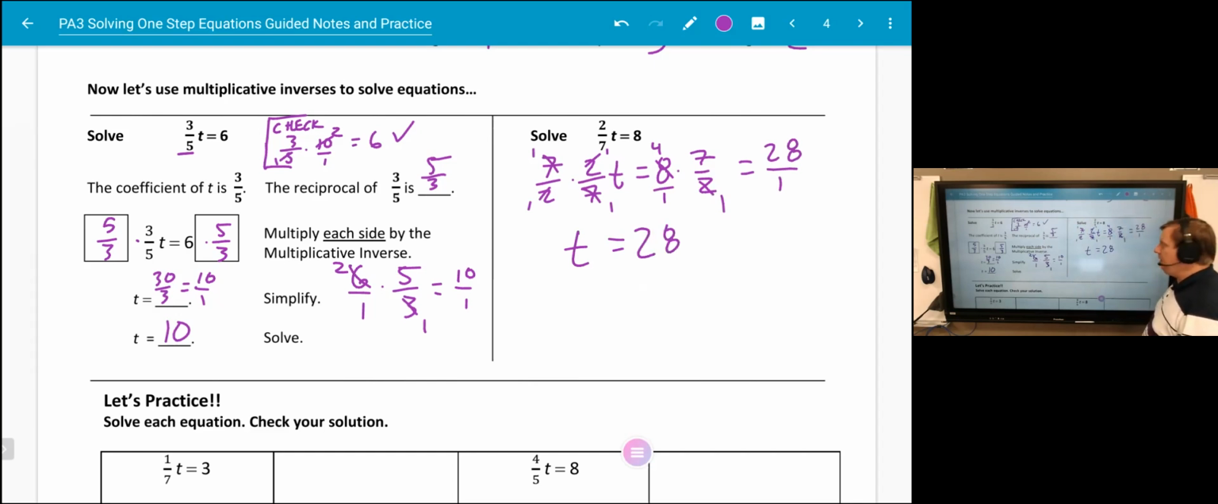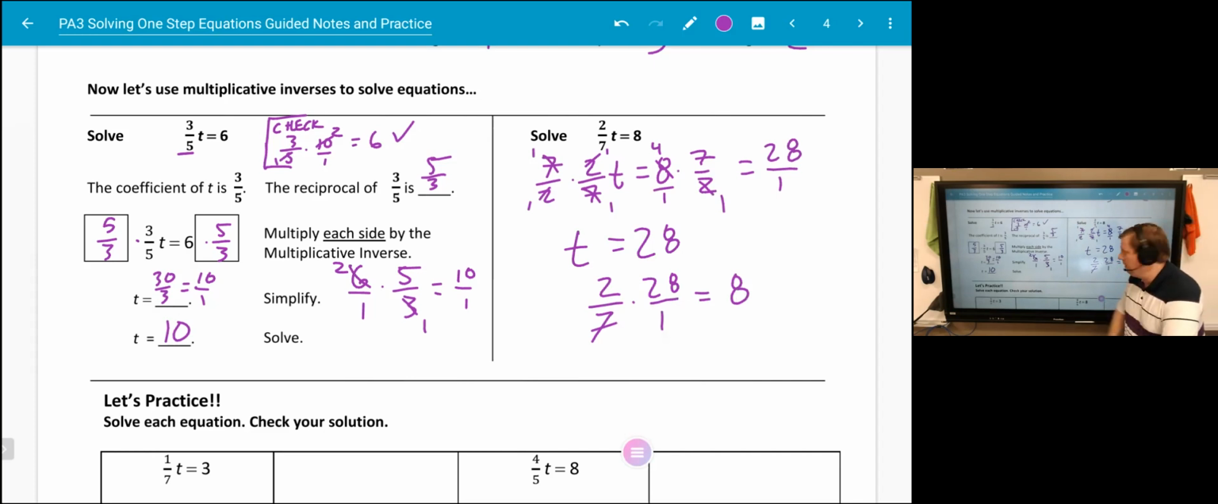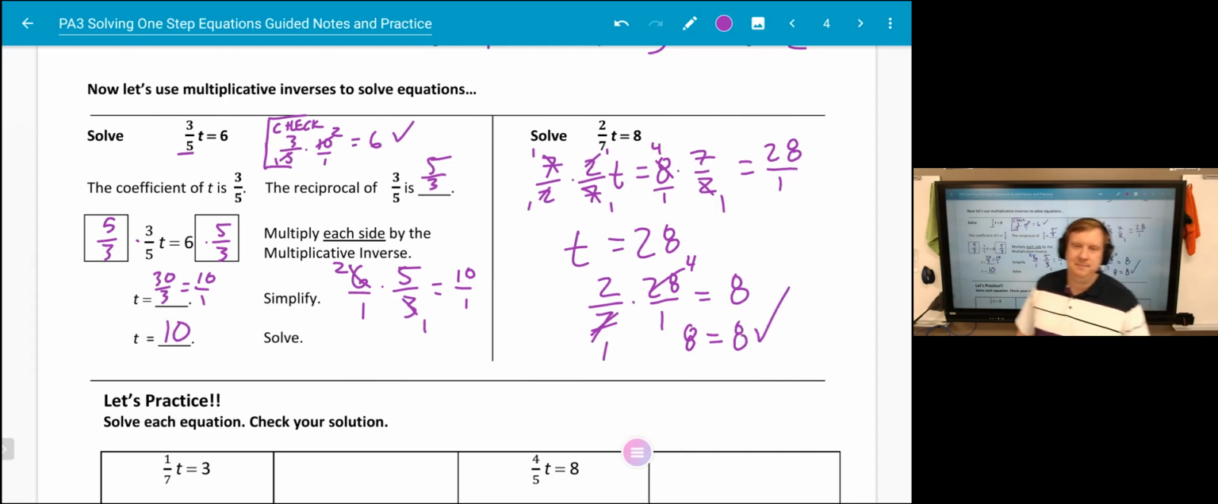Can I check my work? I can check my work. 2/7 times, we said t was 28, equals 8. Let's simplify this. Put that 28 over 1. Doesn't change it, right? 28 divided by 7 simplifies to 4 and 1. 2 times 4 is 8. 1 times 1 is 1. 8 divided by 1 is 8. And 8 still equals 8.